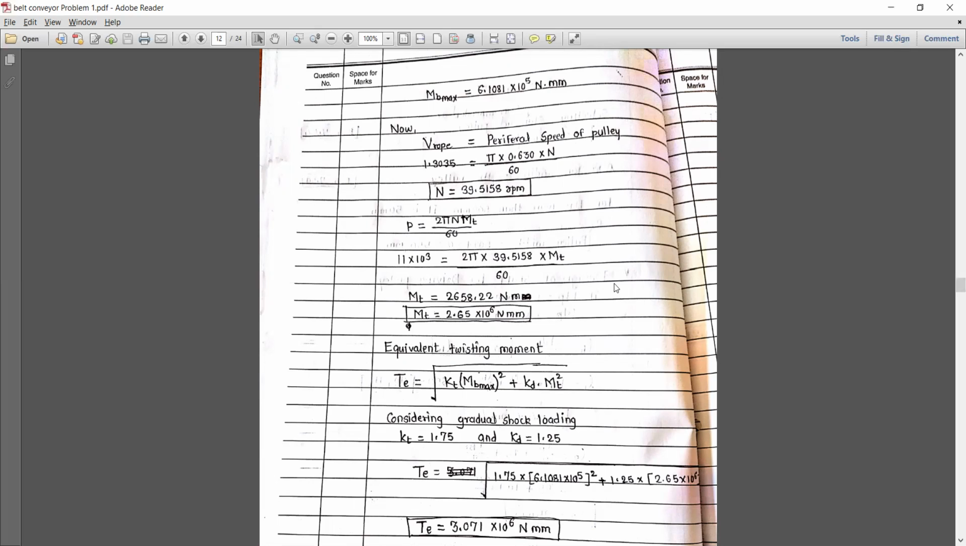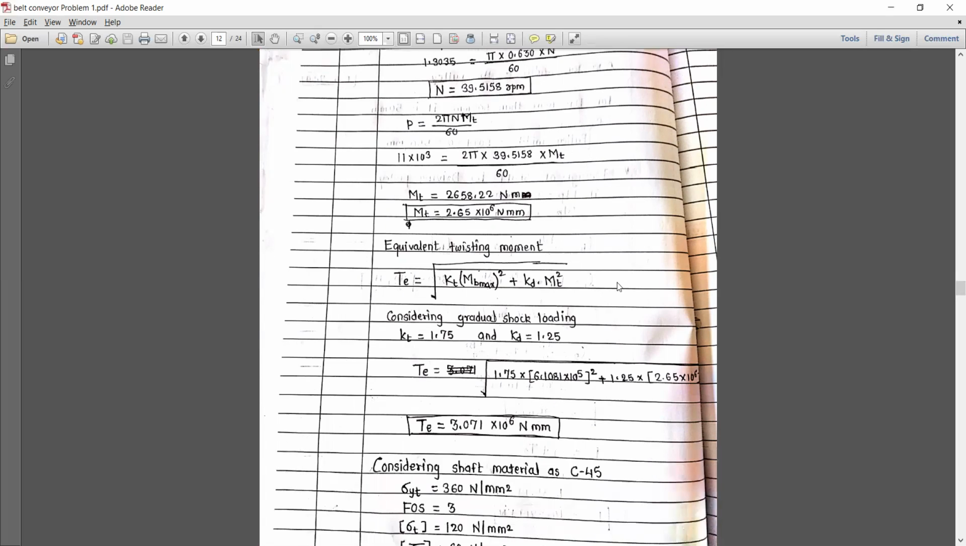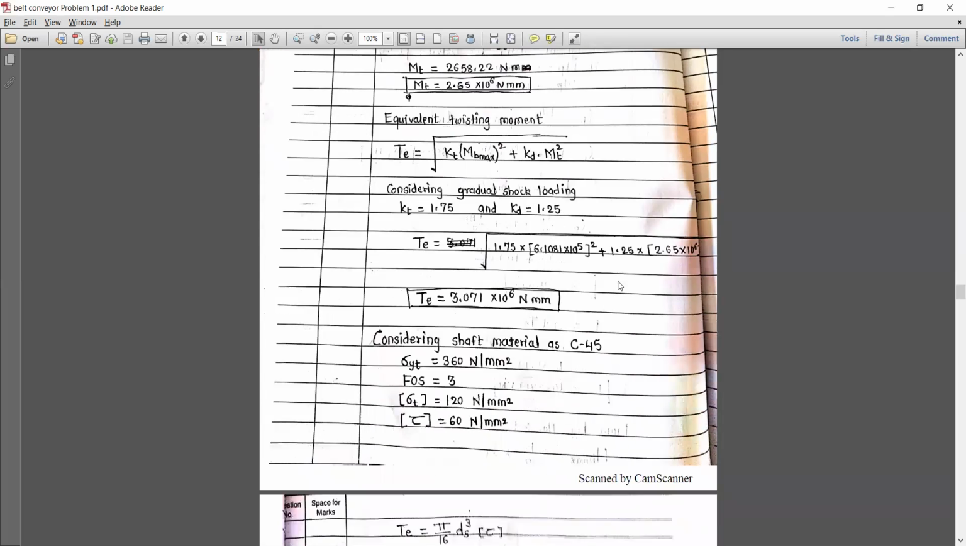Convert into mm, that is 2.65 into 10 raised to 6 Newton mm. Now taking an equivalent twisting moment, Te is equal to square root of (Kt Mb) square plus (Kd Mt) square. We are considering the gradual shock condition, Kt is equal to 1.75 and Kd is equal to 1.25. So putting all the values, the twisting moment T is equal to 3.071 into 10 raised to 6 Newton mm.